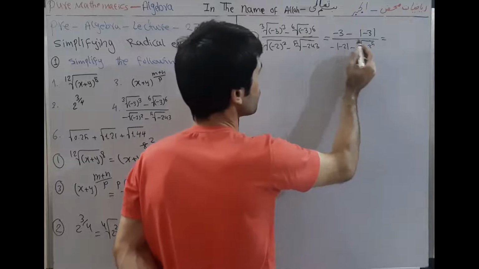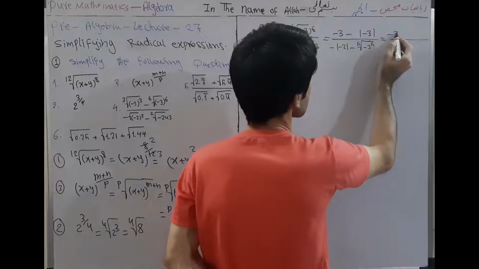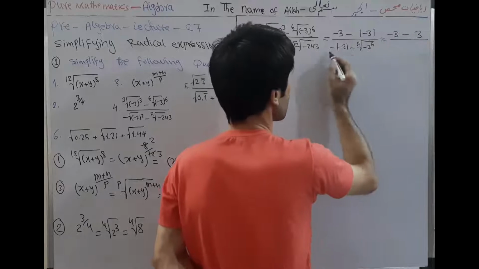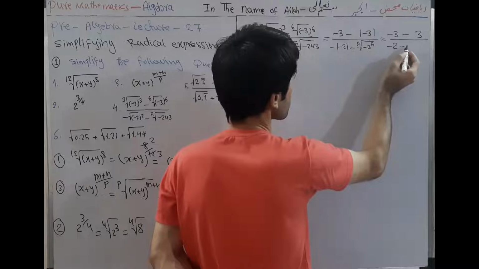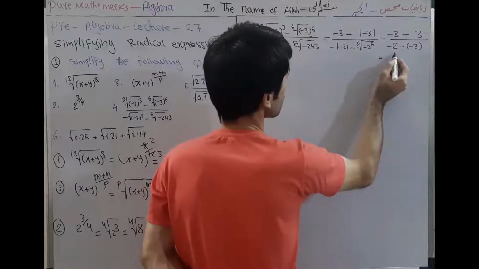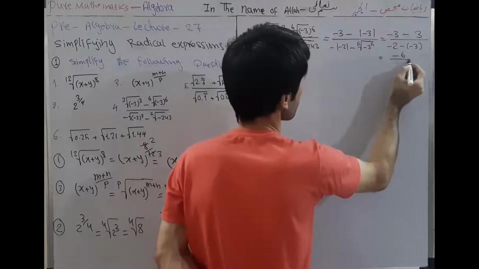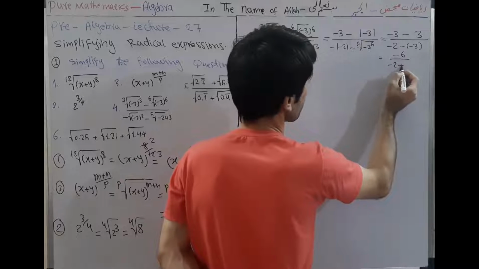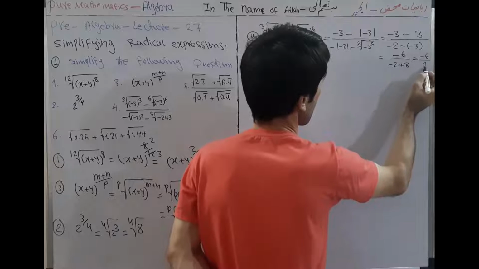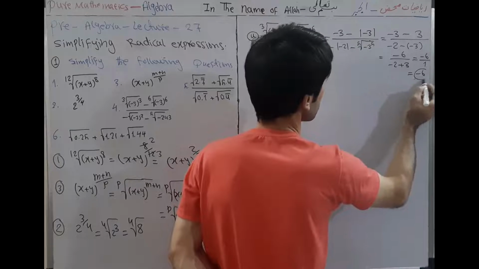It is equal to minus 3 minus the absolute value of minus 3, which is 3, over minus 2 minus 3. It is equal to minus 3 minus 6 over minus 2 plus 3. It is equal to minus 6 over 1, which is equal to minus 6. It is the answer.